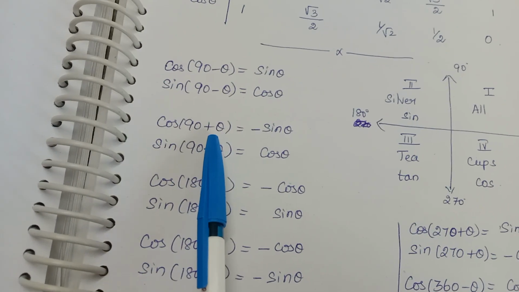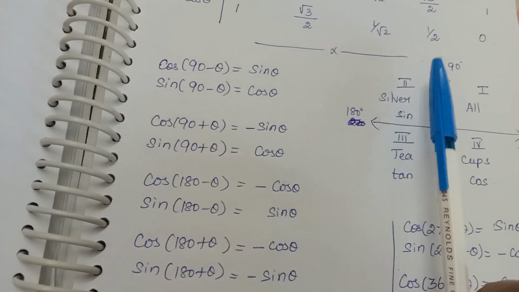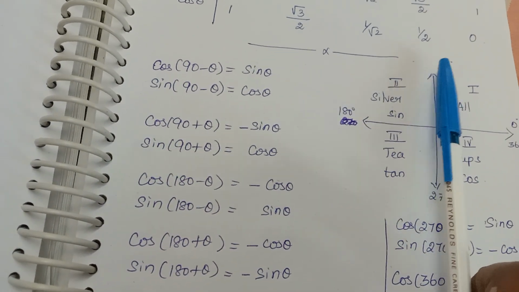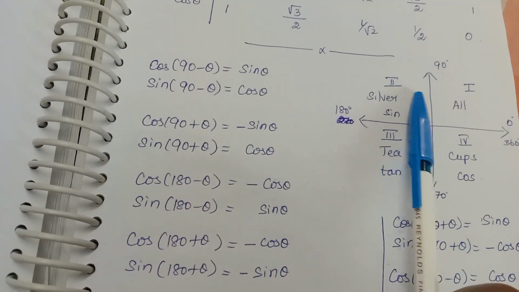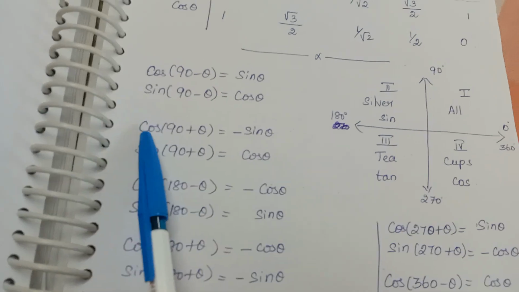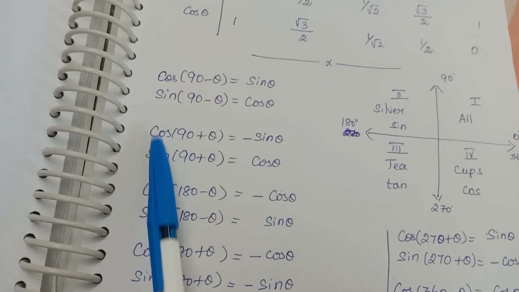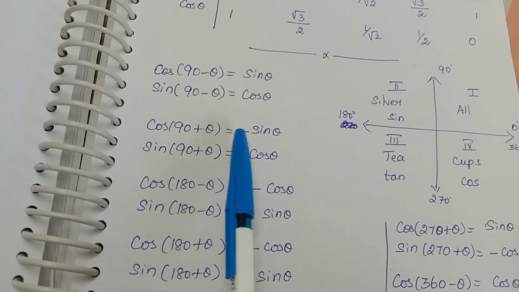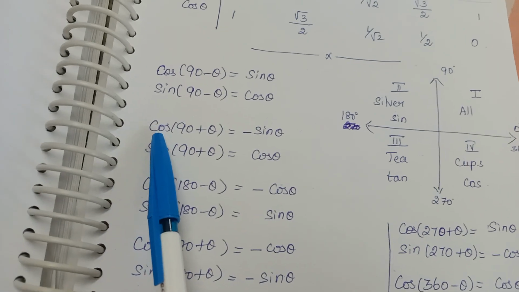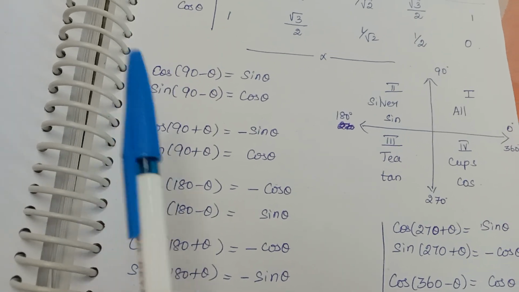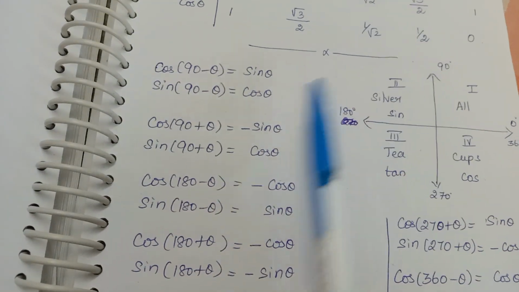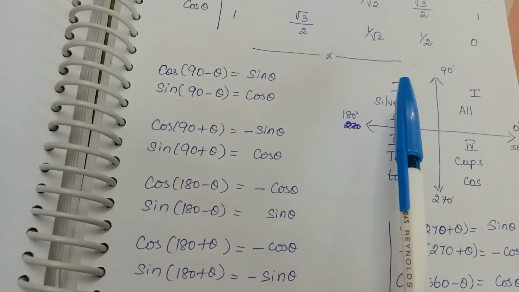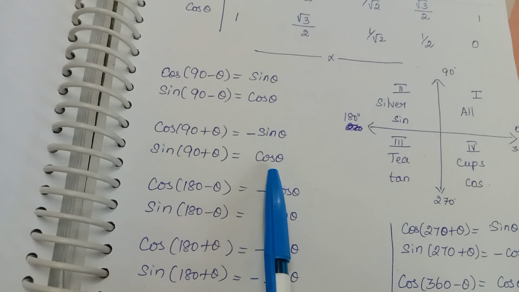And cos of 90 plus theta. I already told you that with respect to this axis, cos will become sine and sine will become cos. But 90 plus theta means it will come in the second quadrant. Here we have taken the cos function, so it will be negative. Don't look at the final value, you have to look at the initial function. Initially it is cos, so it will be negative in the second quadrant. Similarly, sine of 90 plus theta: sine will become cos, and in the second quadrant sine is positive, so it is plus cos theta.